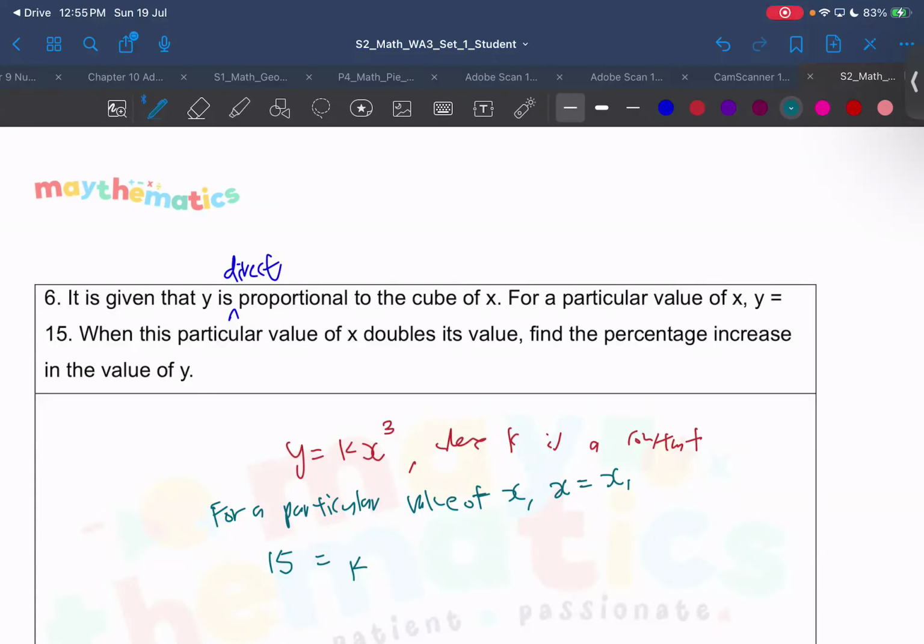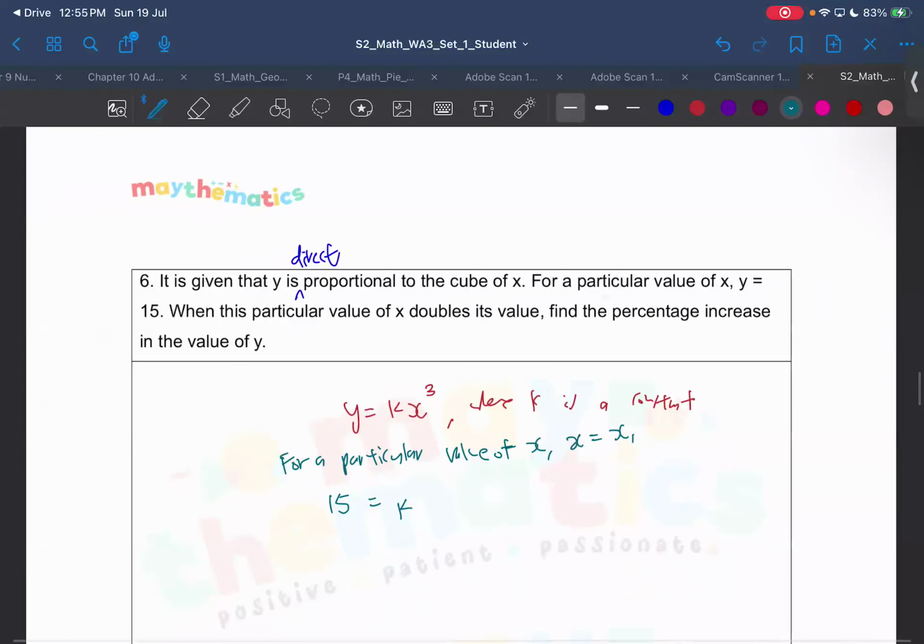Correct? Can you remember? Particular value means I only want a random value of x. So I let this random value of x be x1. And so this x1 is not just all the values, it's just one particular value. For this one particular value of x1, my y is 15. So this is specific to this case only.